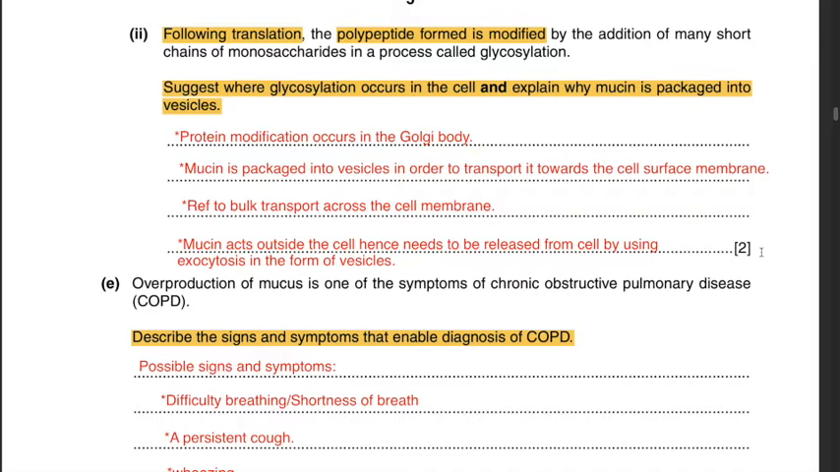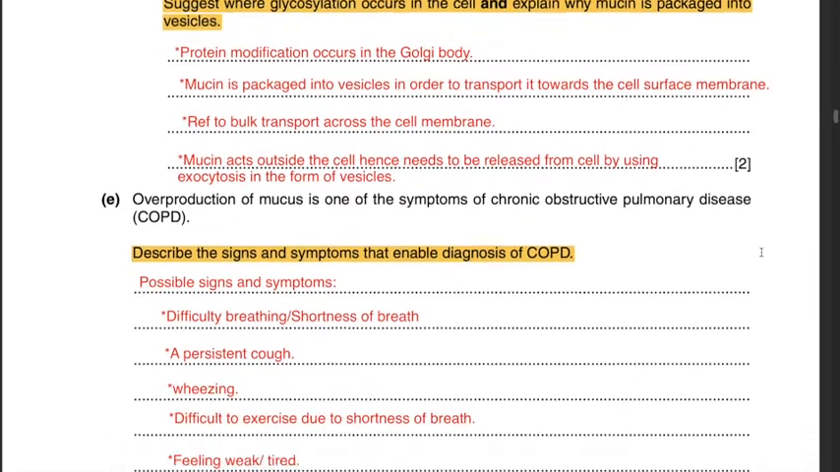Again, mucin is packaged into vesicles in order to transport it towards the cell surface membrane, because if you recall the process of exocytosis, vesicles bind to the cell surface membrane. In order to transport it towards the cell surface membrane, vesicles are involved. Therefore, it is packaged into vesicles.